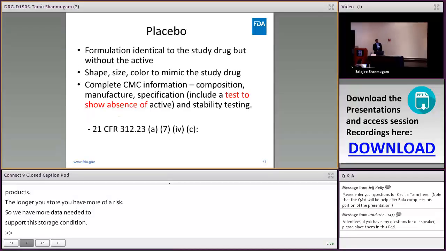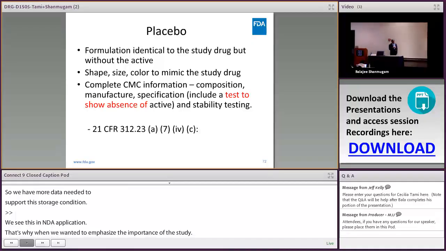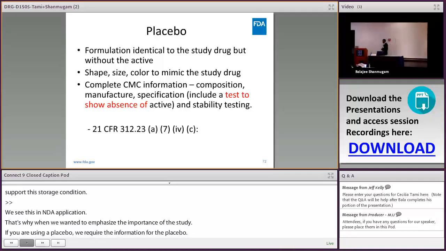Placebo: the CFR indicates that if you are using a placebo in the study, we require the information for the placebo, everything about the placebo, the same as you would for the drug product. And just make sure that you include a test to show the absence of the active, because sometimes, for whatever reason, the active shows up in a placebo, which is not a good thing.